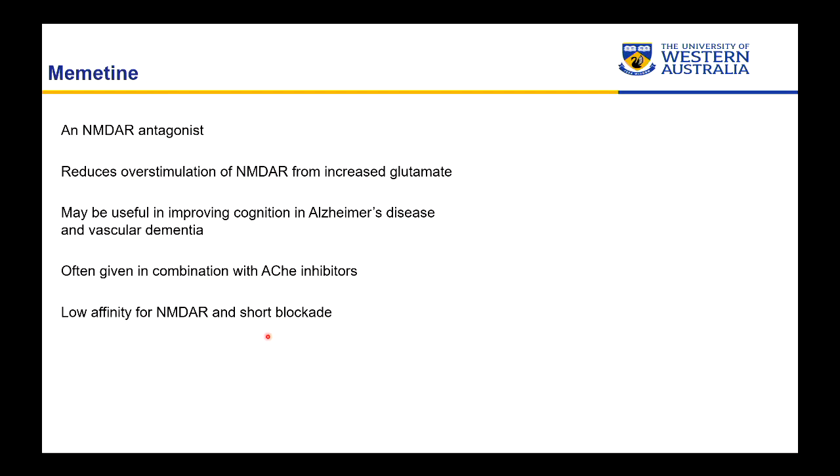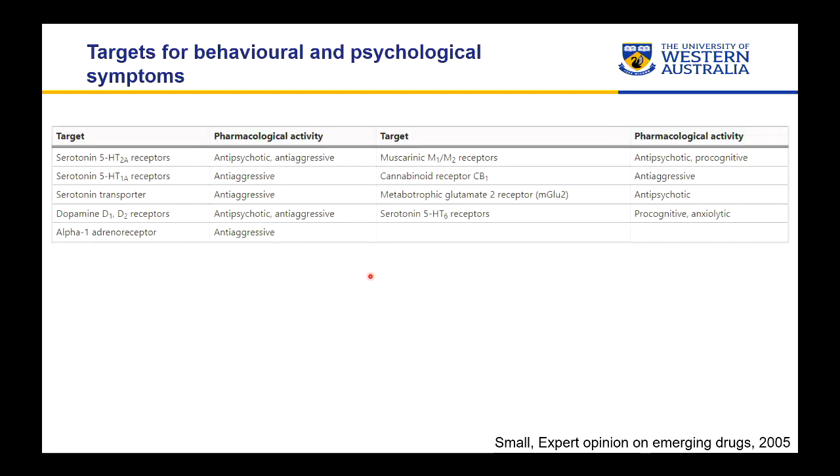But yeah, memantine has a very short blockade as well, so it has a very short active period compared to other drugs, but it's just a consideration with it. But it is an alternative form of treatment that can work in combination with some of the drugs we just talked about. So what else can we target for behavioral and psychological symptoms?